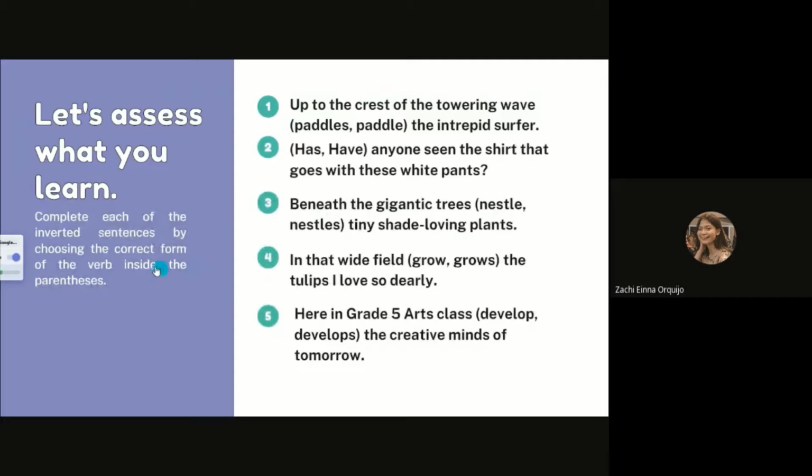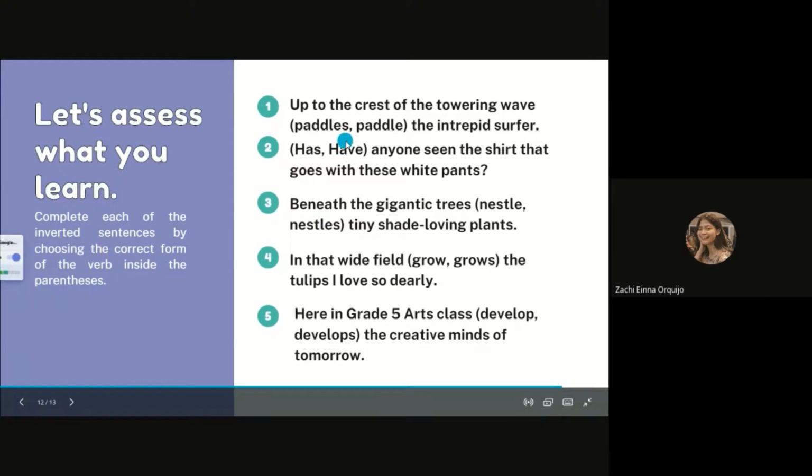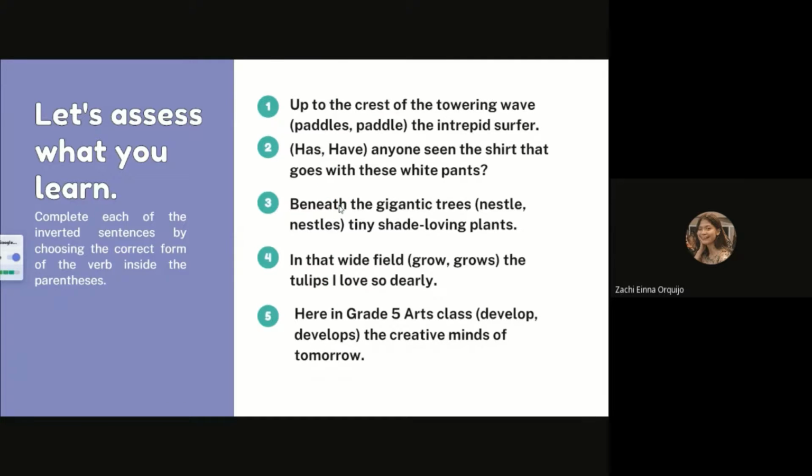So our direction here is complete each of the inverted sentences by choosing the correct form of the verb inside the parentheses. So, kukumpletuhin natin yung inverted sentences na nandito. So, lahat ng sentences na ito ay inverted sentences. So, pag sinabi natin ulit na inverted sentences, nauuna si verb bago si subject. So now, we will choose the correct form of the verb inside the parentheses. So, choose lang tayo ng isa. Okay? At dapat, again, mag-agree yung verb sa subject na pinag-uusapan natin.